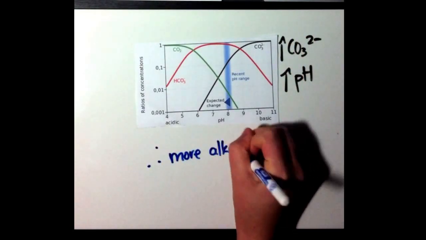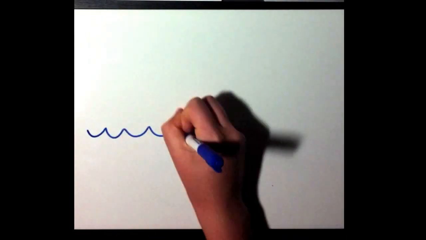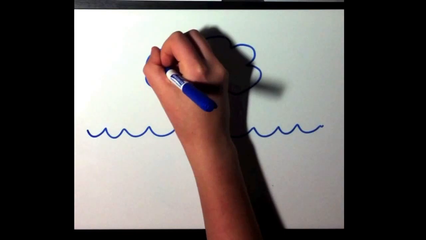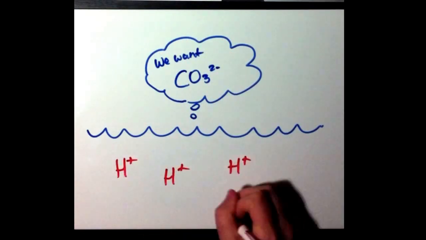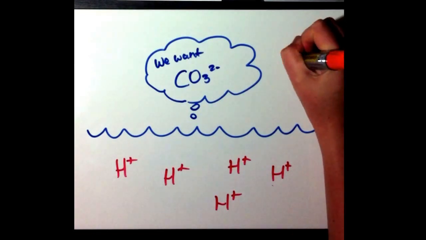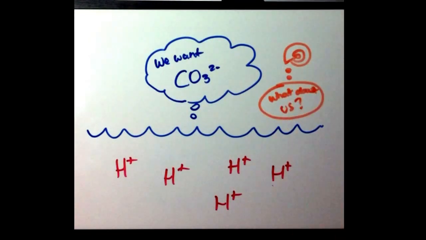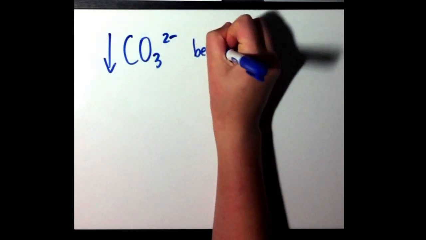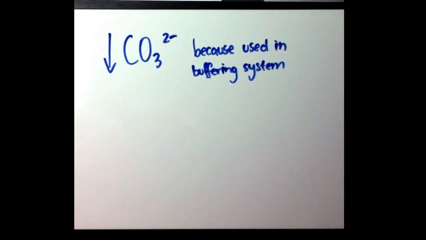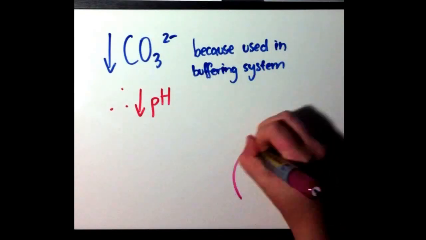Although this is an effective and natural way of maintaining the ocean's pH, if the demand for carbonate ions gets too high because of an increase of hydrogen ions, this can impact negatively on marine life, which also rely on carbonate ions to survive. Going back to the Bjerrum plot, where the carbonate ions get used in the buffering system, there are fewer carbonate ions, therefore the expected change is a decrease in pH.